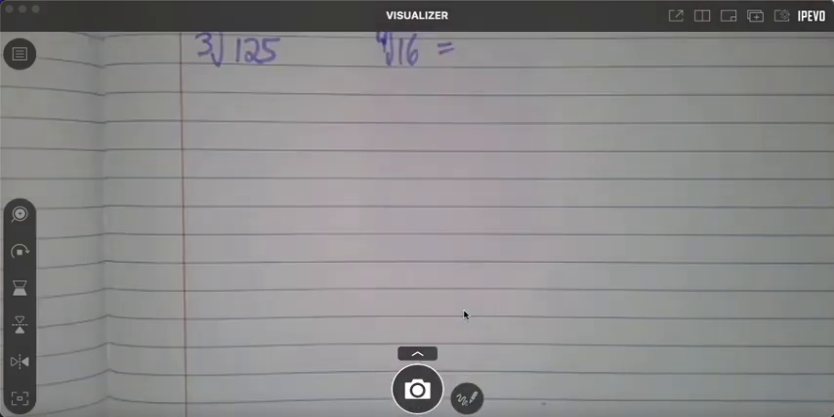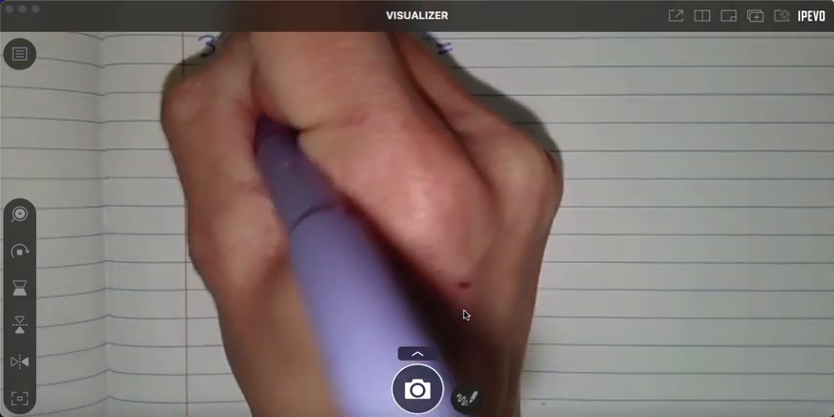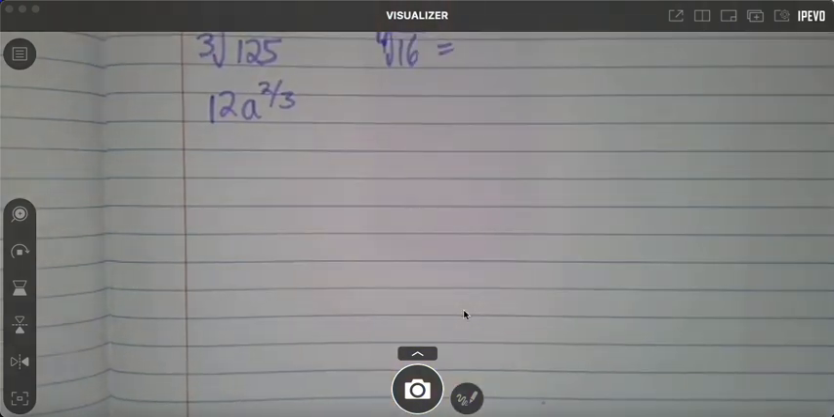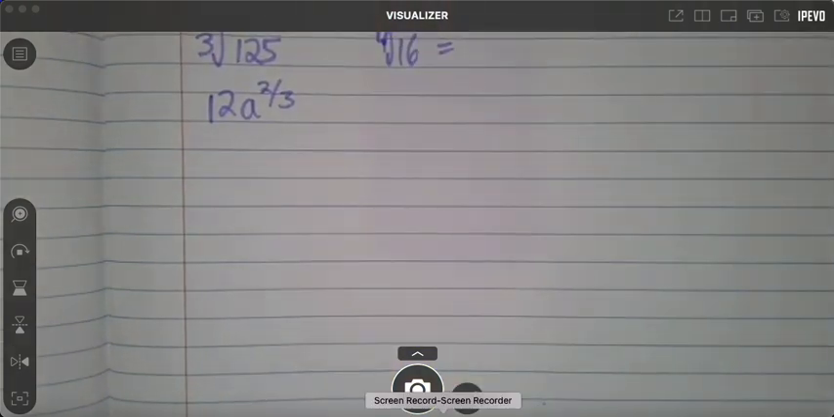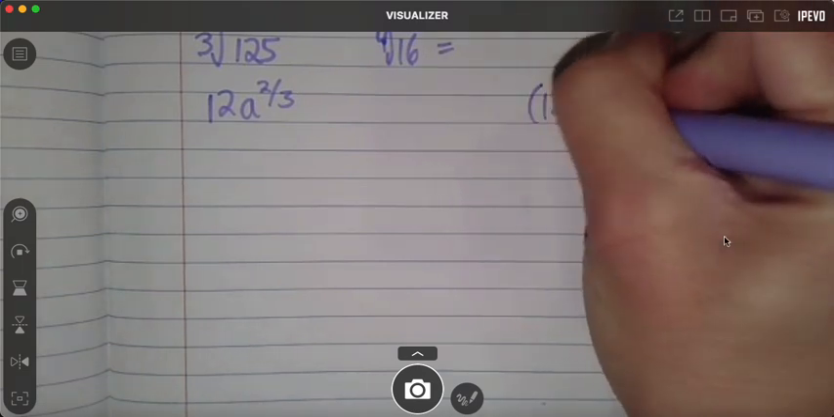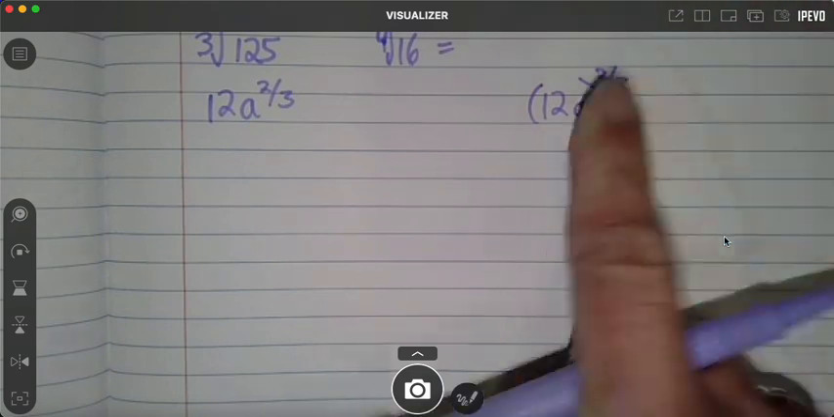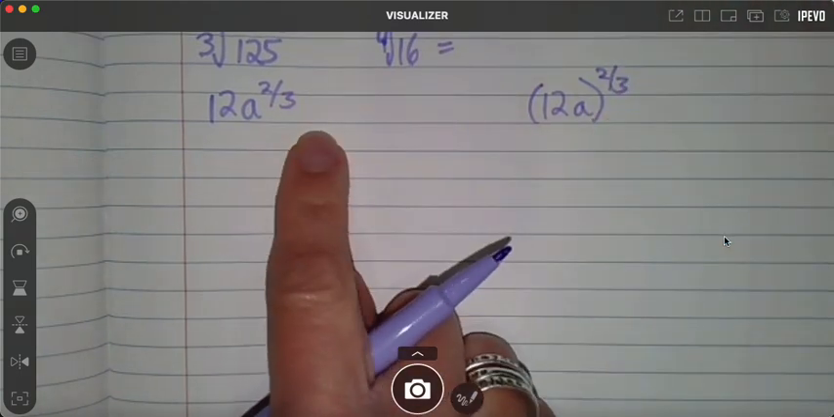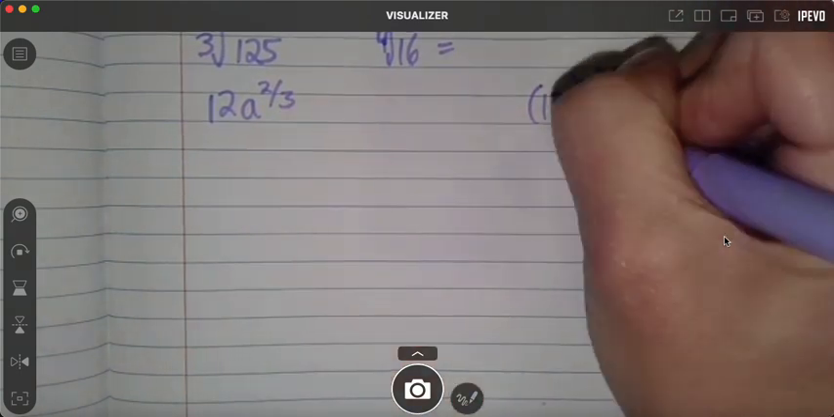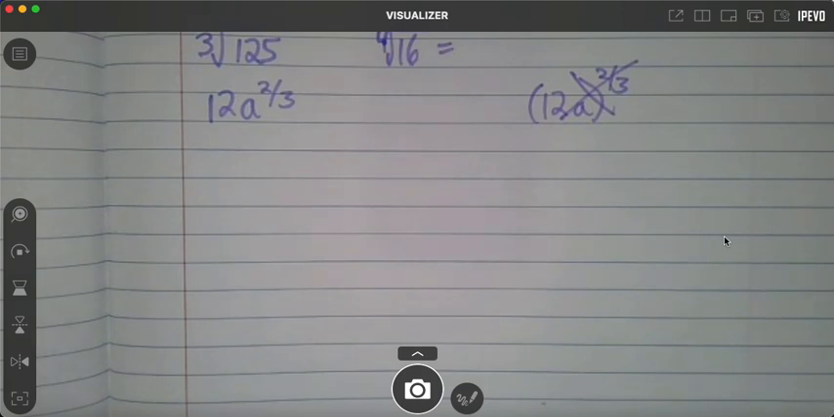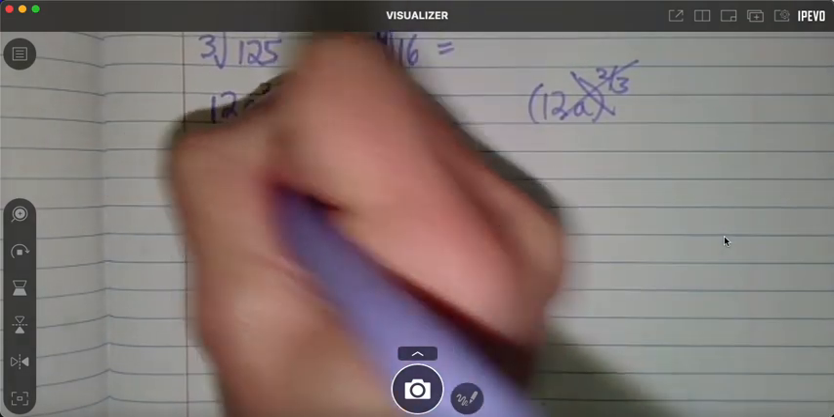Okay, this one I have 12a to the 2/3. Now we have a fraction. The a is the only thing that's raised to the 2/3. Can everybody tell that? Yes, because it's not written like this, where everything is raised to the 2/3. On this one, only the a is. So I'm going to leave my 12 alone. It's going to stay 12.